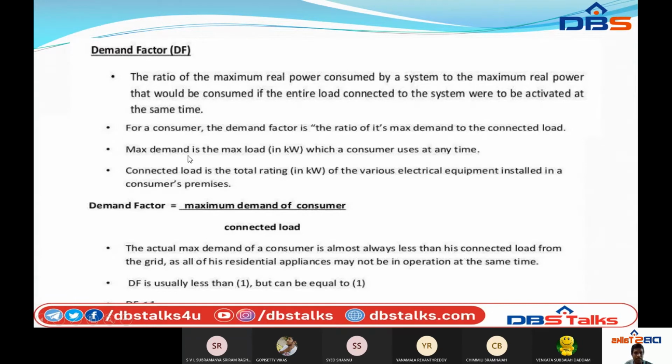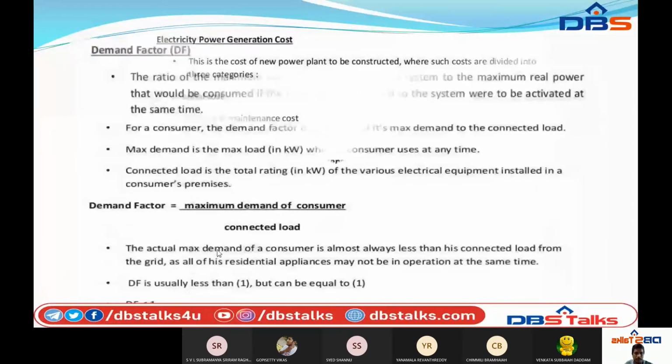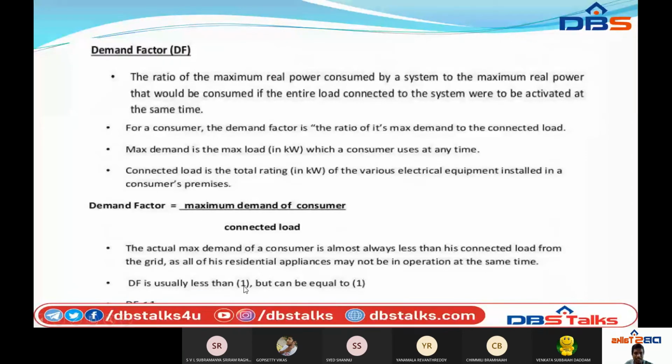Maximum demand is the maximum load in kilowatts. As I told you in the previous slide, demand is completely based on consumer usage, where the maximum demand occurs at maximum loads, which is consumer usage at any time. Connected loads are the sum of loads in kilowatts, the total ratings. Demand factor is usually less than 1, but it can be equal to 1.